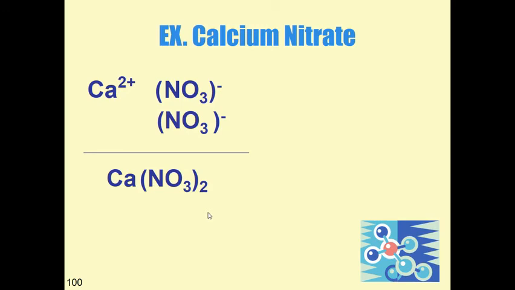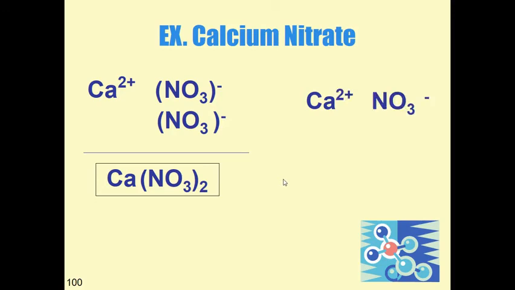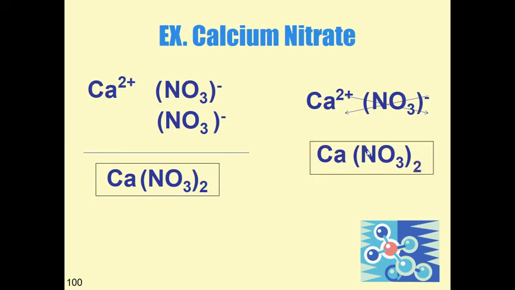Now, if you were to crisscross that, this is what it would look like. You have a calcium, the 2 plus, and you have a nitrate with the -1. Just put those parentheses in there. That 2 is going to go there. The 1's going to go there. And you end up with Ca(NO3)2. Same formula. See? Same formula.